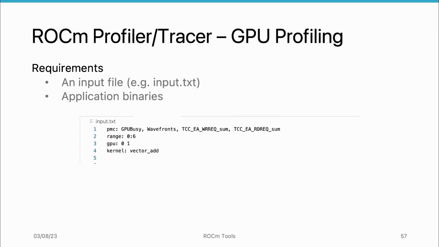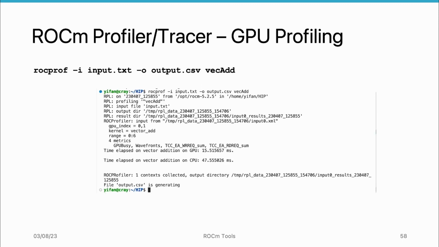Now let's take a closer look at how GPU profiling works. To perform GPU profiling, we can use the command rocprof -i input.txt -o output.csv vecadd, where input.txt is the text file containing the list of metrics we want to profile. Output.csv is the name of the output file, and vecadd is the binary file we want to profile. This command generates an output file in the CSV format.